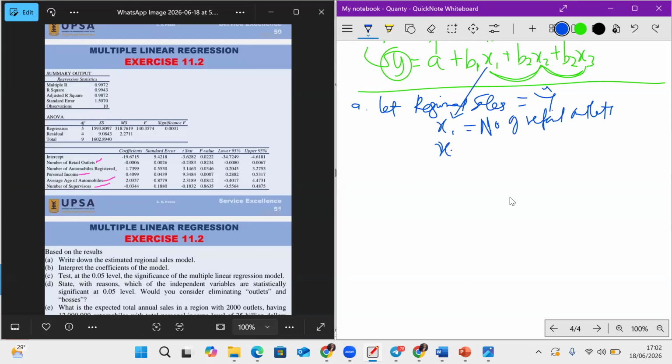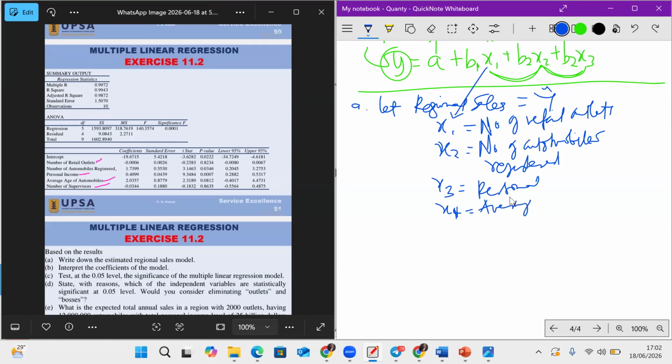X2, let it be what? Number of automobiles registered. So this is how you solve it. X3, personal income. X4, average age of automobiles.